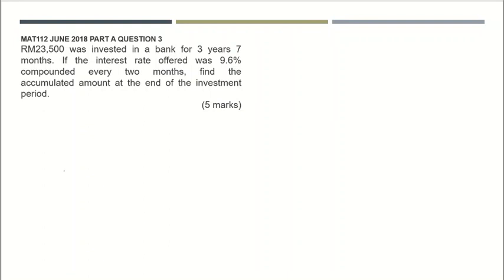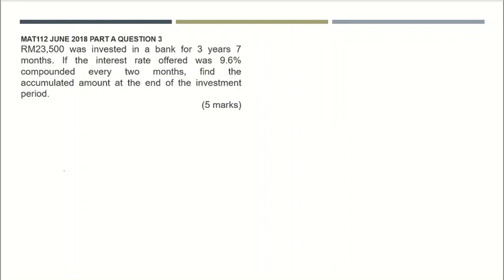Okay, it's stated here that 23,500 was invested in a bank for 3 years, 7 months. If the interest rate offered was 9.6% compounded every 2 months, find the accumulated amount at the end of the investment period. So as usual, in order to solve the problems in these questions, what you need to do first is to identify the important given information in the questions. So first, let me just highlight the information given.